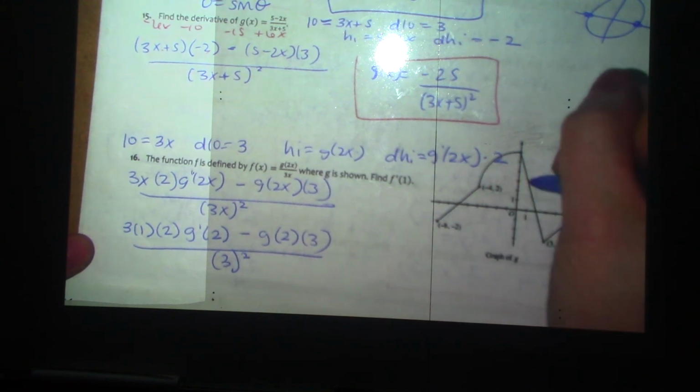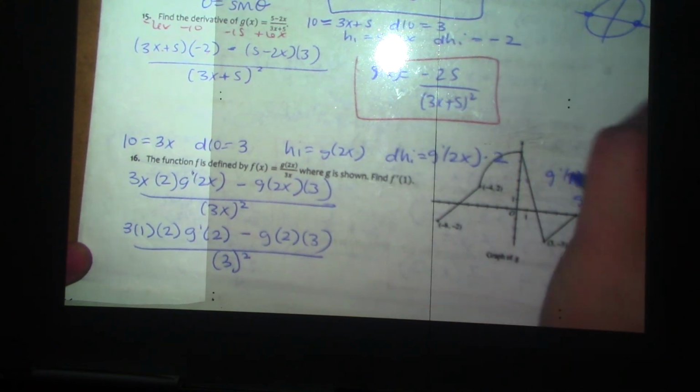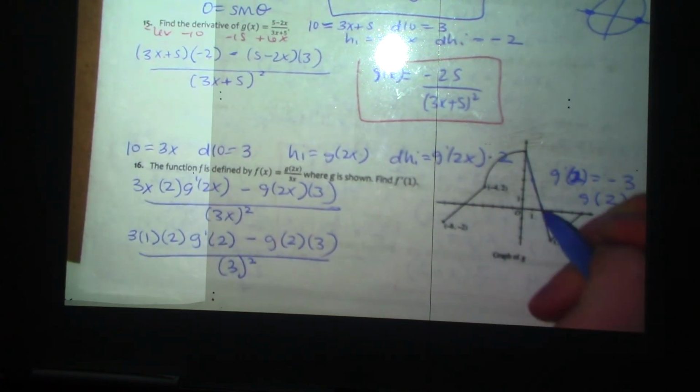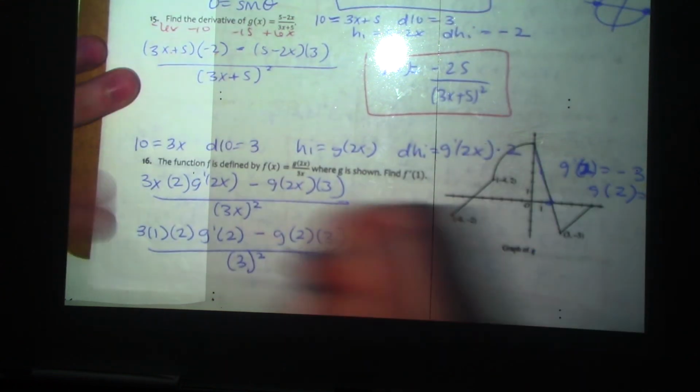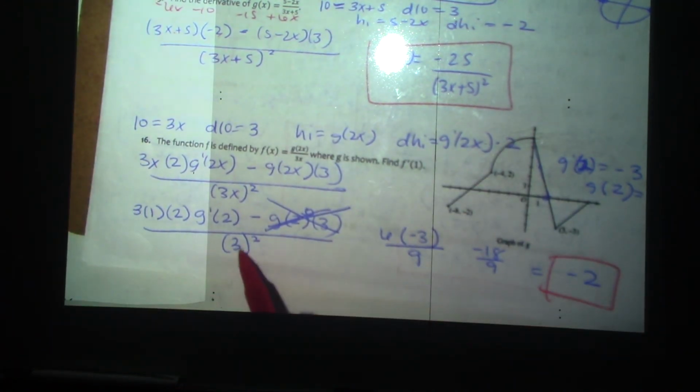g prime of 1 is just the slope, so I need to figure out the slope. So this goes down 1, 2, 3, 4, 5, 6 in 2 seconds. That's the slope of negative 3. And then g prime of 2 is actually the same slope. So g prime of 2 is negative 3. And then g of 2 itself, the value is 0. So then this one is going to go away because that one's just 0, and anything times 0 goes away. So this is 6, g prime of 2 is negative 3, over 3 squared, which is 9. That's negative 18 over 9, which is negative 2. Whew, we did it! I forgot to actually square the 3, so I had negative 6 on my answer key, so my bad, guys.